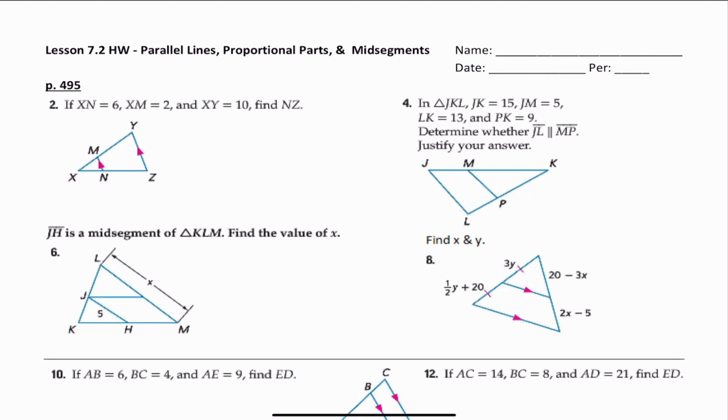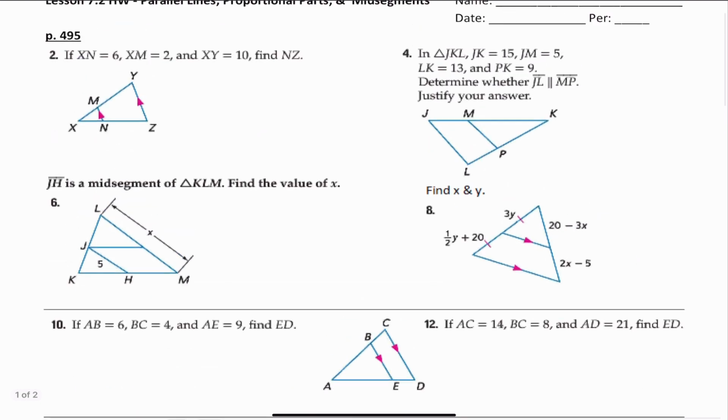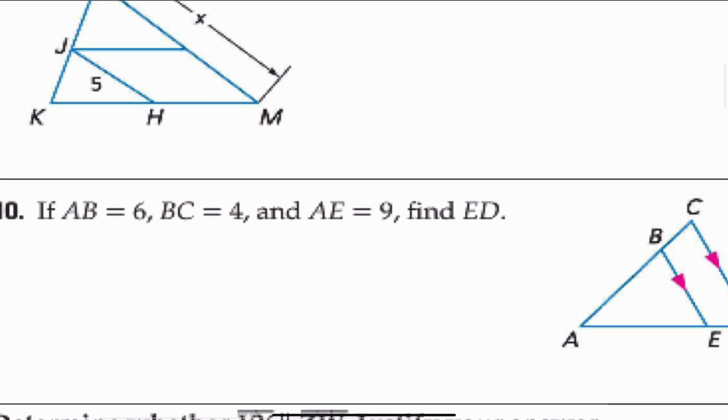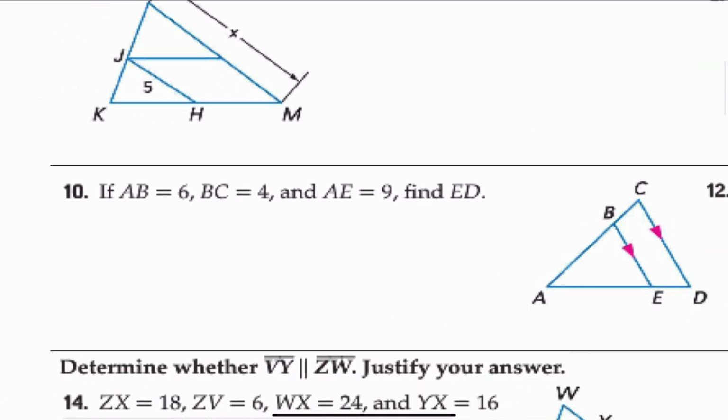Okay, so I want to go ahead and look at the Lesson 7-2 homework assignment, parallel lines and proportional parts and mid-segments. So, let me go ahead and start with a basic problem. I'm going to start with number 10, and then I'm going to go back to these problems over here, because number 10 is just very, very straightforward. This is something that we've done on the notes, and I'm happy to go over a problem similar to one of the problems from the notes.